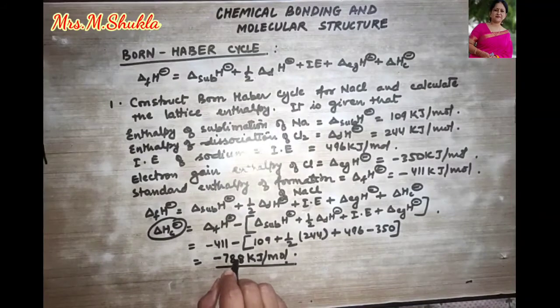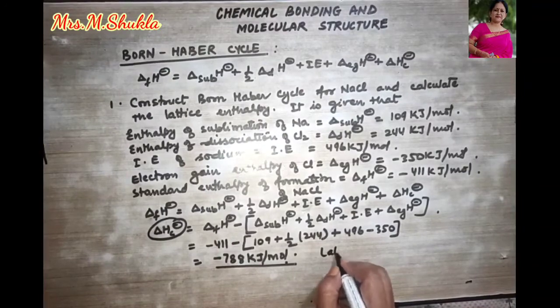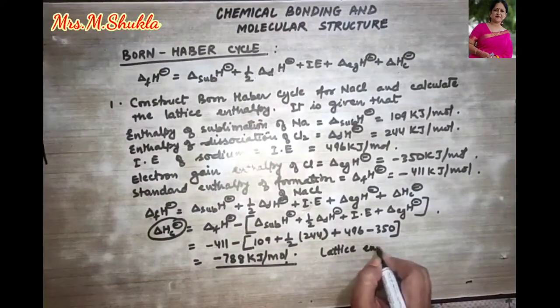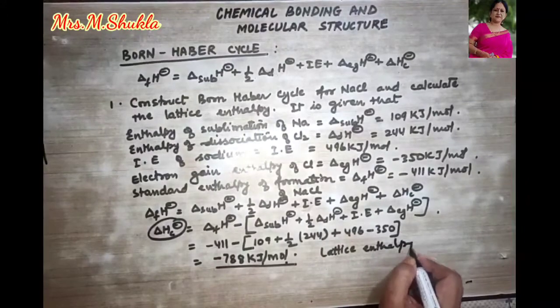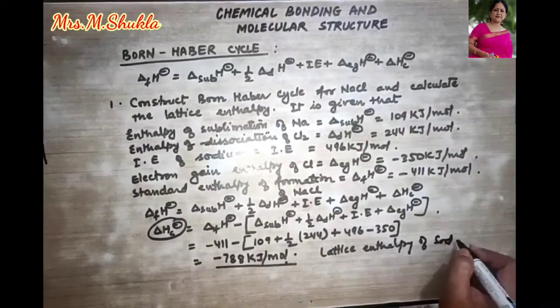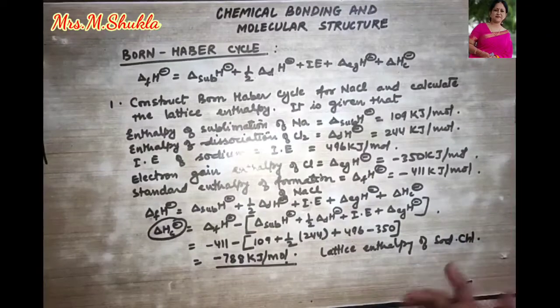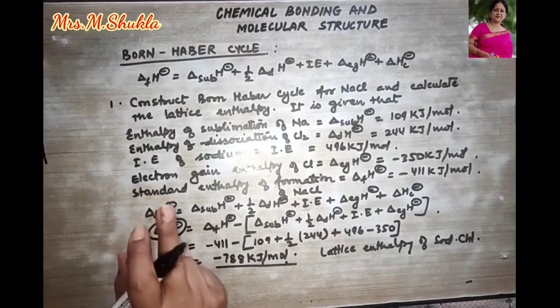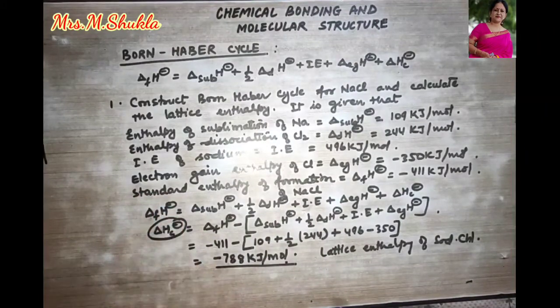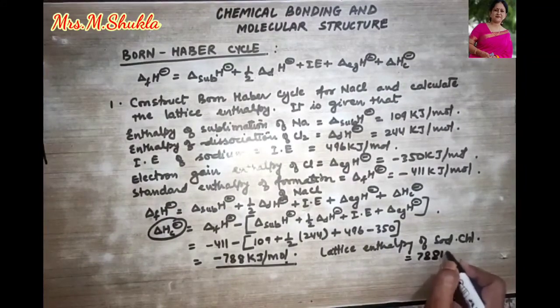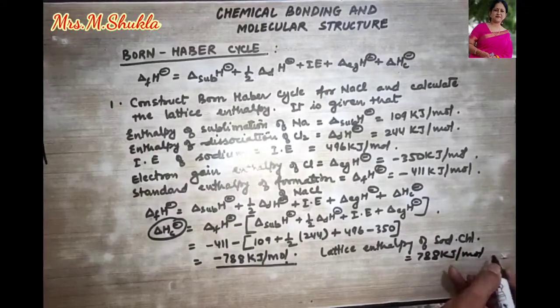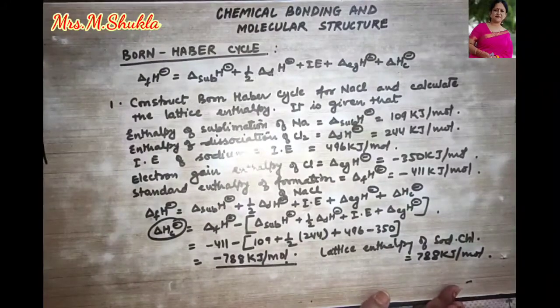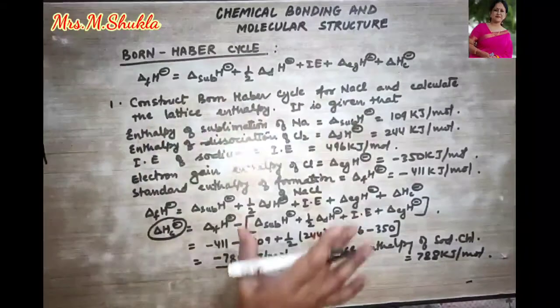Okay. Now if you have to find out the lattice enthalpy of sodium chloride, what are we talking about? We are talking about lattice dissociation enthalpy, or U, and that should be positive. So this will be equal to 788 kilojoules per mole. I hope you have understood how to do the calculation.